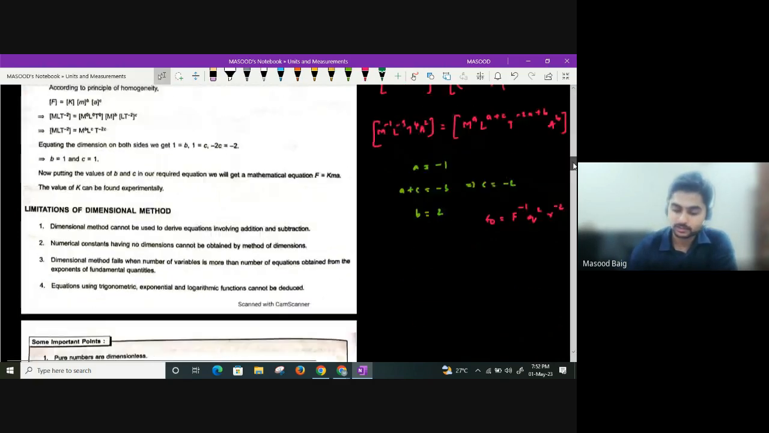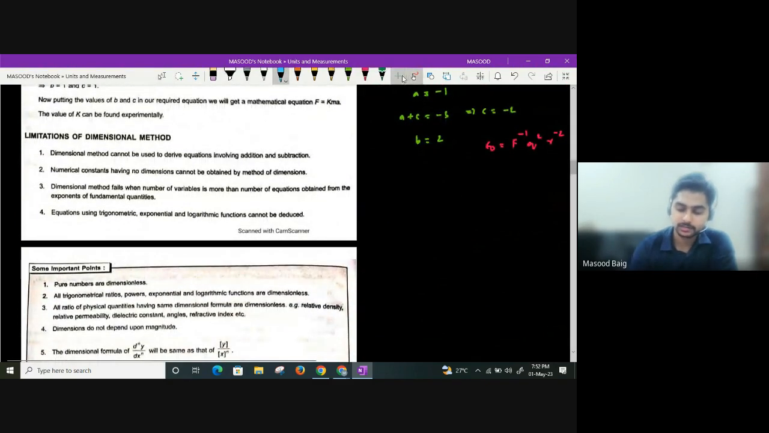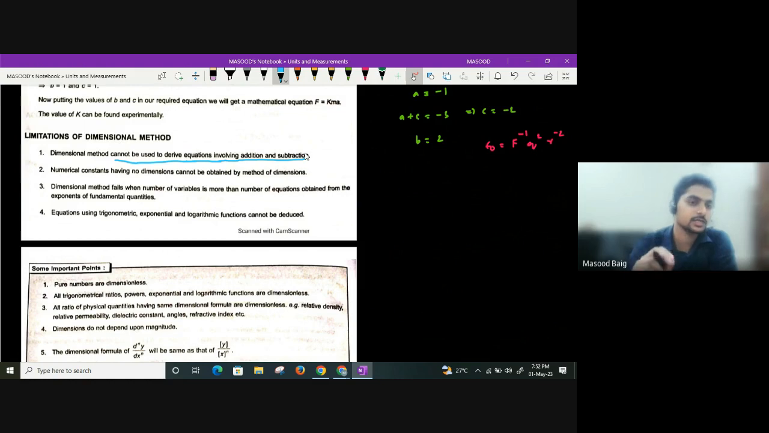Now what are the limitations of the dimensional method? Again, very important, guys. It cannot be used to derive equations which involve addition and subtraction. In the same manner, numerical constants cannot be obtained by the method of dimensions. Similarly, if an equation has trigonometric ratios, exponentials or logarithm functions, they also cannot be deduced. And the third is a very important point: the dimensional method fails when the number of variables is more than the number of equations obtained.